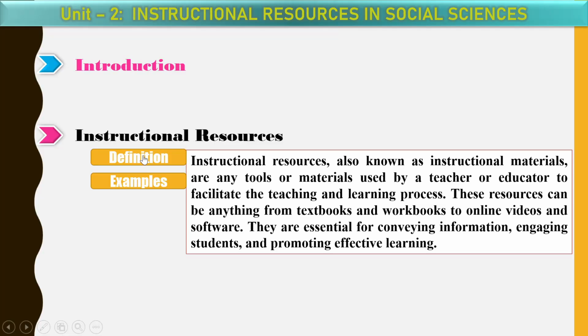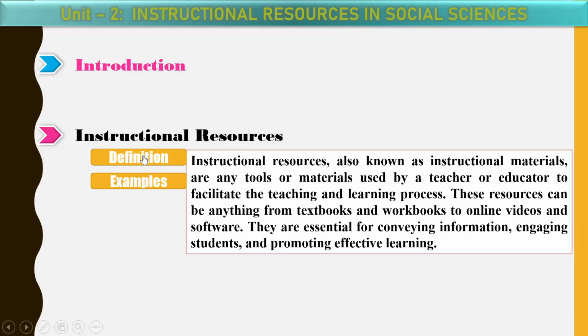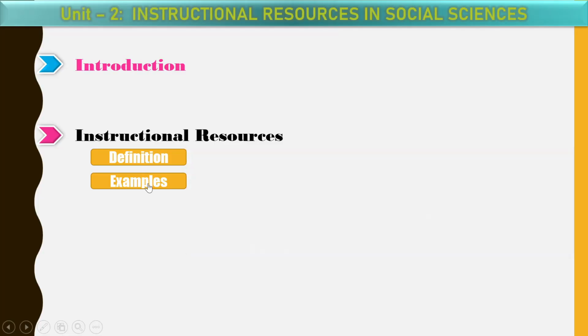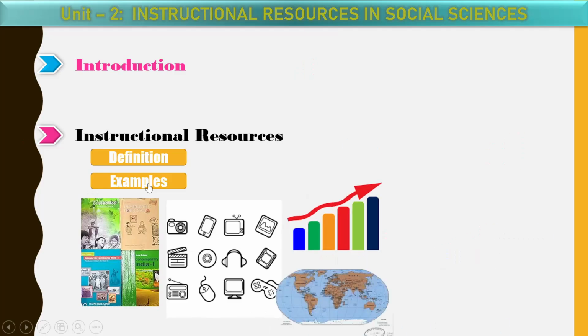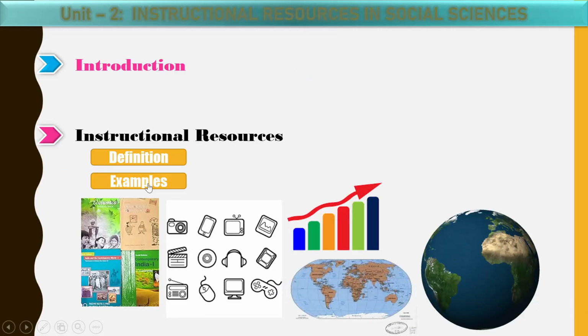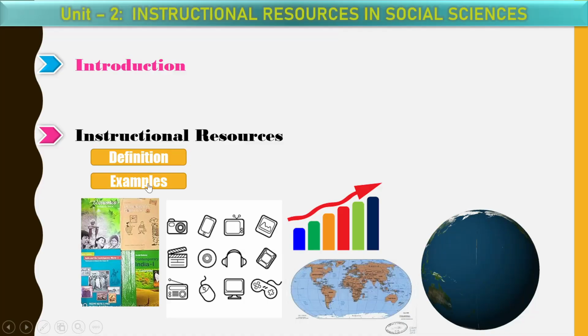These resources can be anything from textbooks and workbooks to online videos and software. They are essential for conveying information, engaging students, and promoting effective learning. So when we look at the example for this, there are a number of examples. You can have a look at these images. These are all examples of resources for teaching social science.